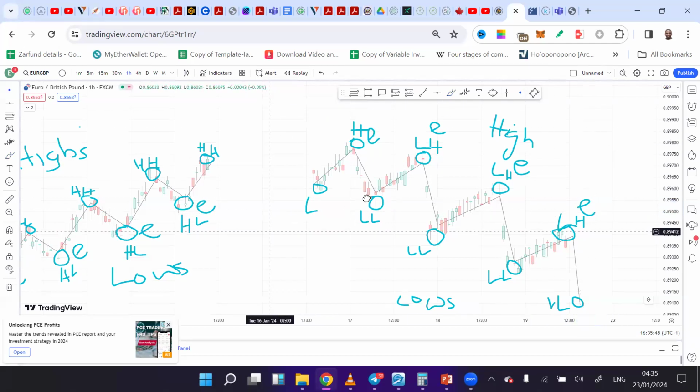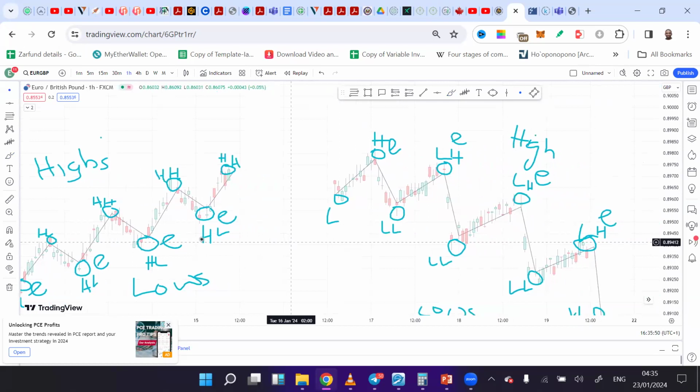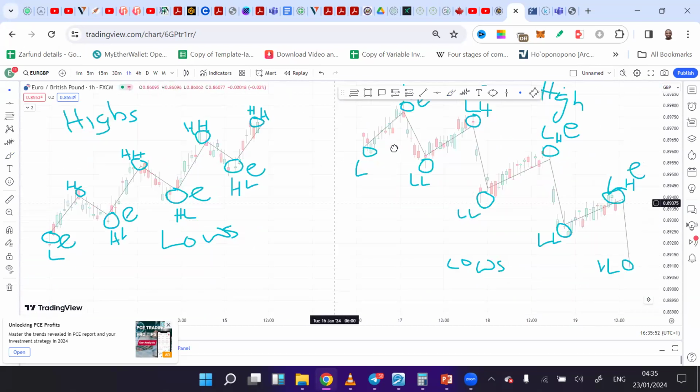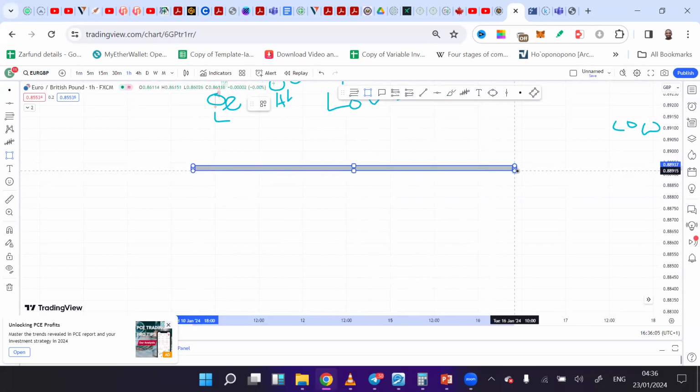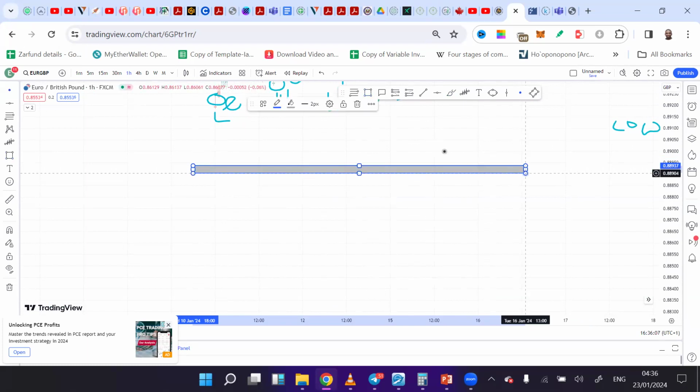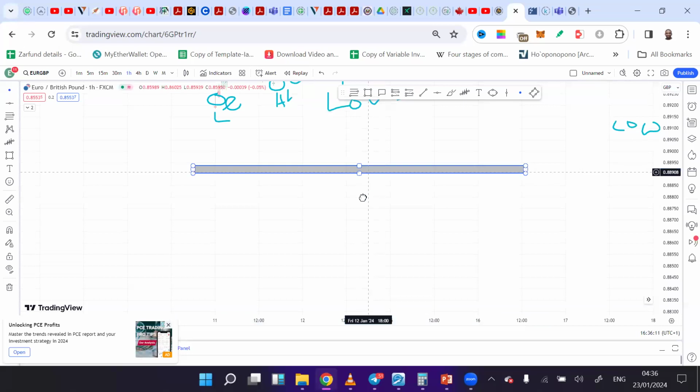So this is an uptrend, this is a downtrend, okay? The third one is what we call a no trend. A no trend or sideways trend is a trend that is not that clear. So there is no real trend there.